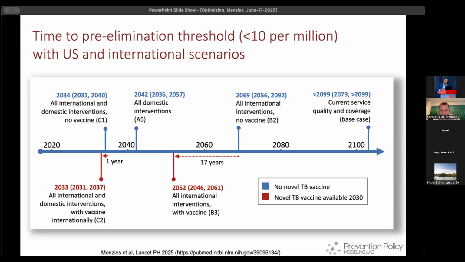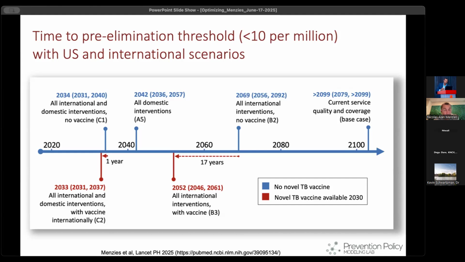Finally, this is a plot of the timelines, summarizing some of those time changes in terms of when we would achieve TB pre-elimination, just thinking that this is another way that decision makers might want to think of this information. So over here, it's saying, well, if we keep doing what we're doing right now, it's a long time till we'll achieve pre-elimination. Indeed, it might extend beyond the end of our analyses. And we ran these out to 2100, right?